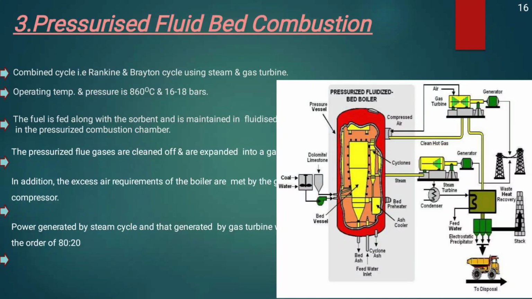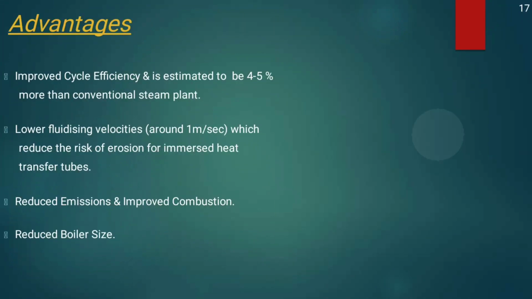This is the pressurized fluid bed combustion. Here the operating temperature is 860 degrees Celsius. The fuel is fed along with the sorbent and it is maintained in a fluidized state in the pressurized combustion chamber. The pressurized flue gas is cleaned and expanded in a gas turbine. In addition to the excess air, the requirements of the boiler are met by the compressor. Power generation is in the ratio of 80 to 20.